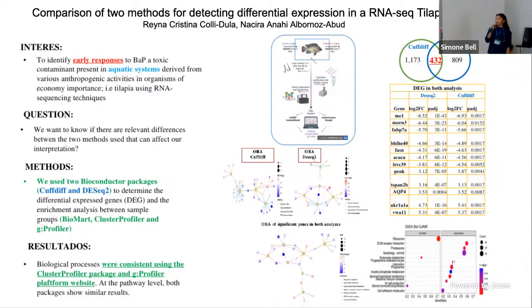Hi, hello. I am Reina Cristina. I prefer saying Cristina, but my work is related to identifying immune response in marine organisms. We are working with contamination. One concern contamination is benzopyrene, and we use RNA-seq. But we had questions because we are not experts in bioinformatics. We wanted to know the difference between using two different packages to identify the differential gene expression. We use CODIF and DESeq to determine this, using other analyses like biomarker, clusterProfiler, and g:Profiler.